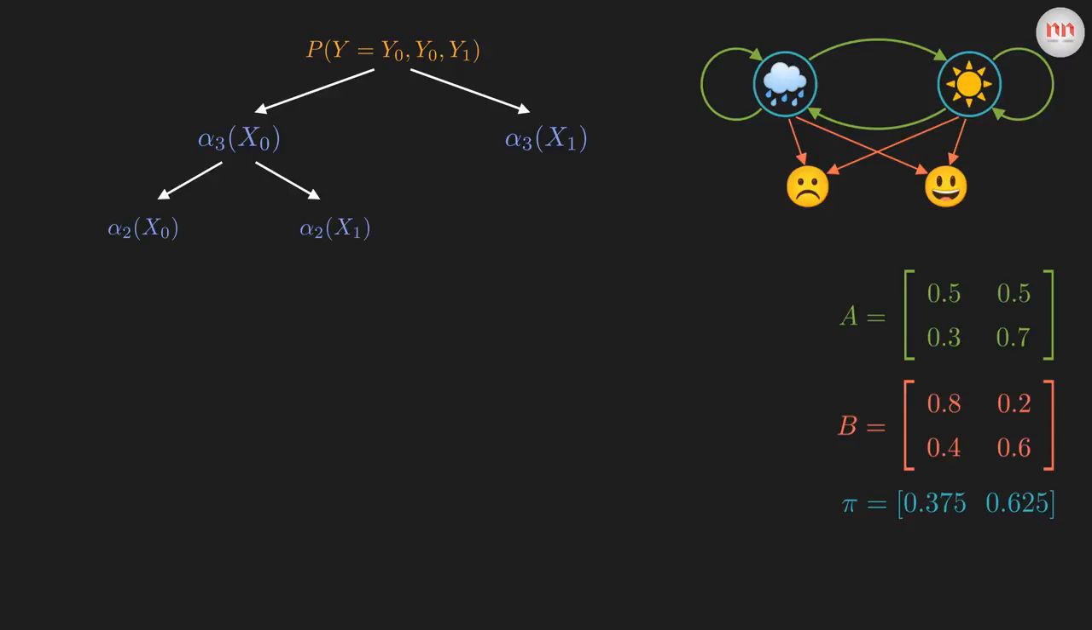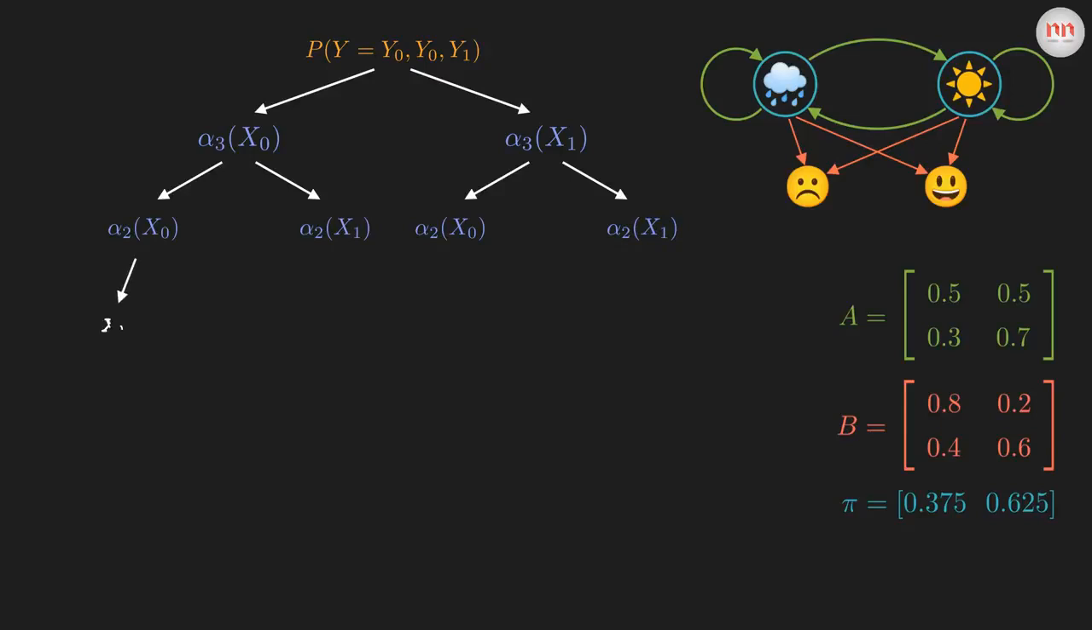We just need to multiply the transition probability from step 2 to step 3 and the emission probability at step 3. Remember that we can do this because of the Markov property. In other words, step 3 depends only on step 2, not on the previous steps. I hope that makes sense. We can do the same thing for alpha 3 x1. Isn't it elegant?